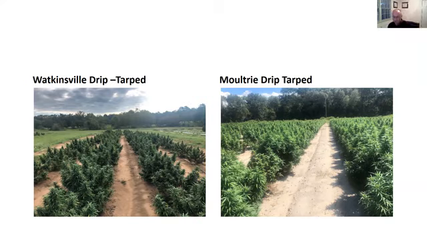Triest also did a complementary trial on a private farm in Moultrie, and this is a picture from that farm. This row middle was cultivated, but between the rows, by and large, stayed very clean. This was also tarped, bare ground drip tarped.